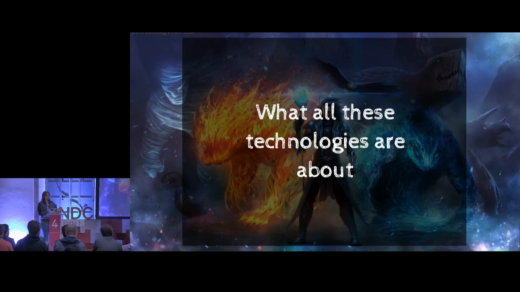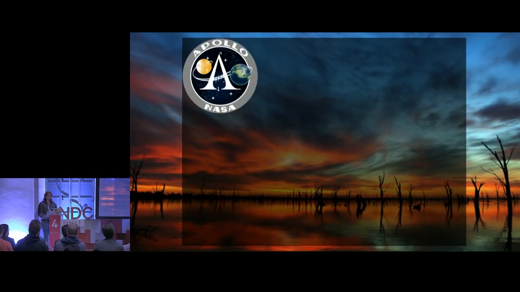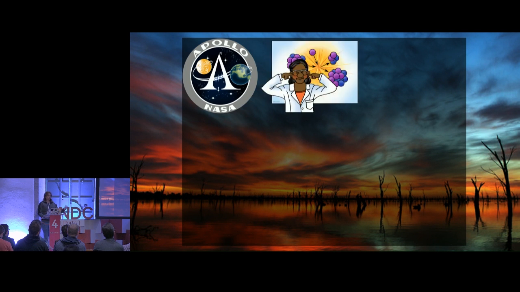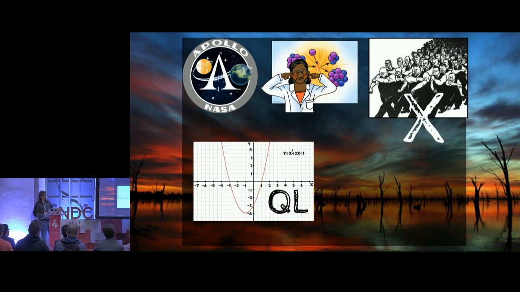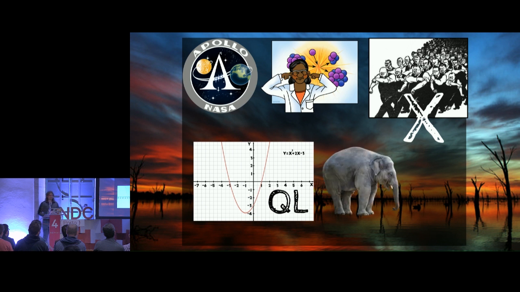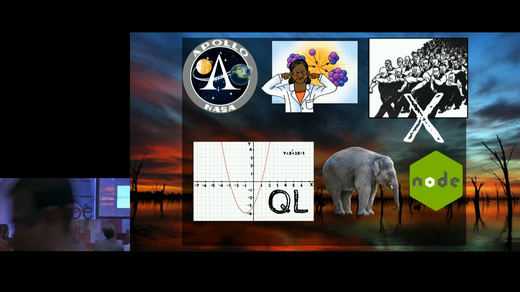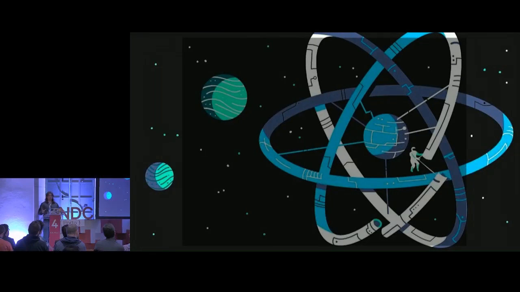And today we're going to talk about lots of technologies. So what all these technologies are basically about and what we're going to talk about today. So we're going to talk about Apollo, about some reactions, about some weird things called MobX, types of graphs, elephants, and Node. Doesn't make any sense, right? So let's start with React.